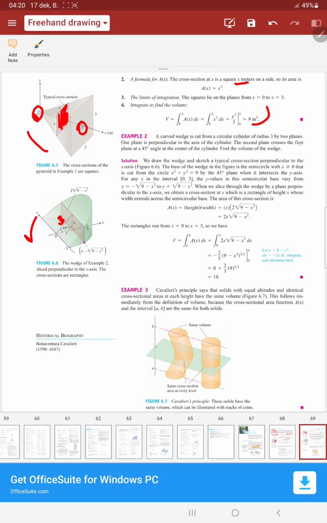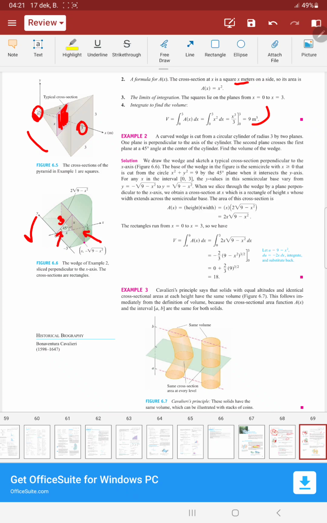And the second plane cross. Okay, we have 2 planes. One plane is perpendicular to the axis of the cylinder. This rectangle in here. And the second plane crossed the first plane at a 45-degree angle at the center of the cylinder, and that is this one. Second one is this. Okay, so we have 2 cross sections.